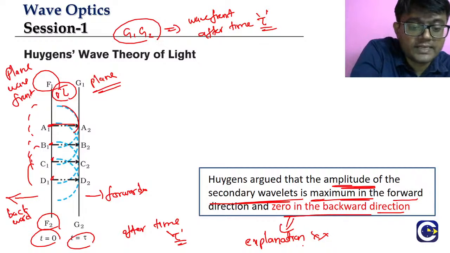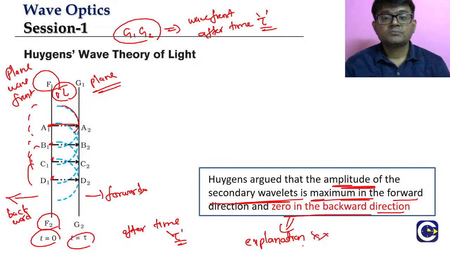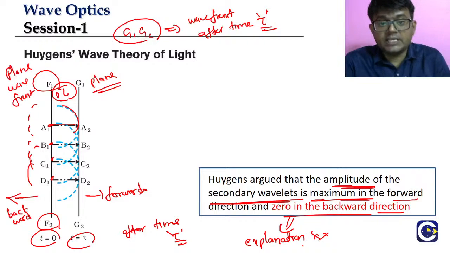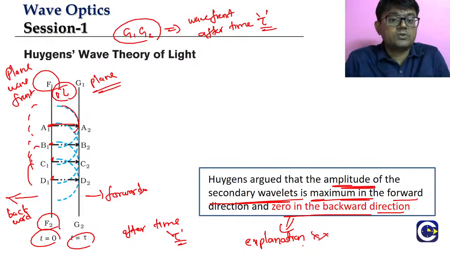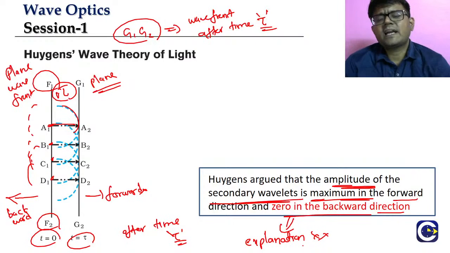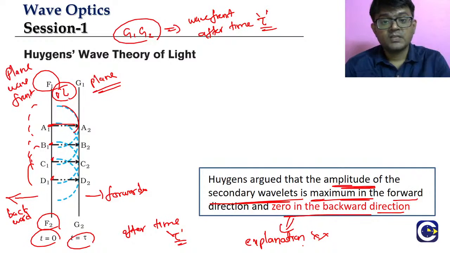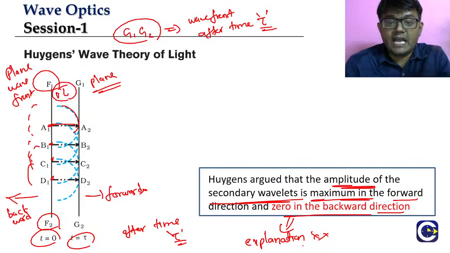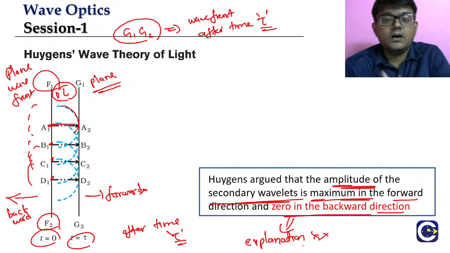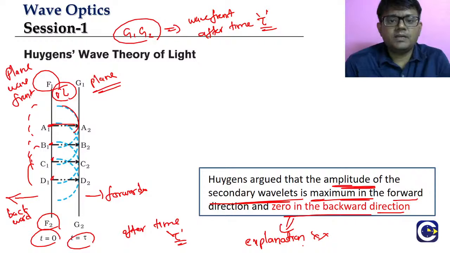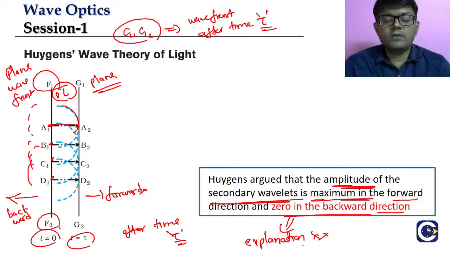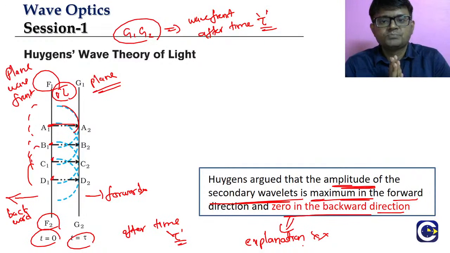So Huygens was not able to provide successfully as to why in the backward direction the amplitude of the secondary wavelet should actually be taken as 0. In fact, there were some later attempts by other scientists who have come up with certain explanations as to how these secondary wavelets moving in the backward direction, their amplitudes will actually become almost 0. So there are multiple attempts by different scientists, but that is beyond our purview. So this is where we will have to limit our discussion about Huygens's wave theory.